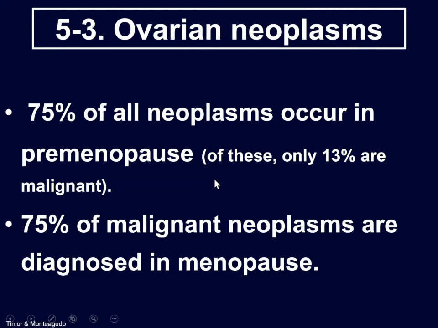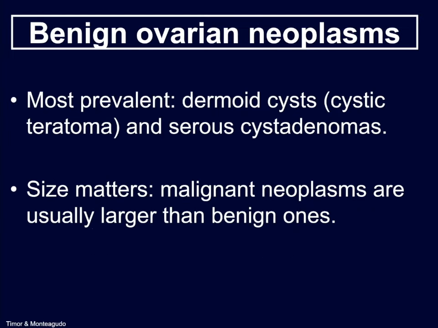As far as ovarian neoplasms, 75% of all occur in premenopause. Of these, only about 13% are malignant. 75% of the malignant neoplasms are diagnosed in menopause. Most prevalent are dermoid cysts, cystic teratoma, and serous cystadenomas. And I definitely, or everybody would tell you that size matters, since malignant neoplasms are usually larger than benign ones.